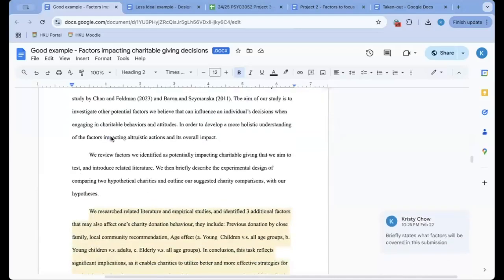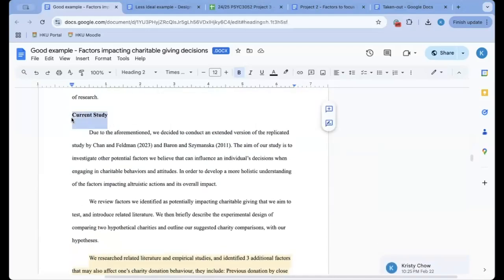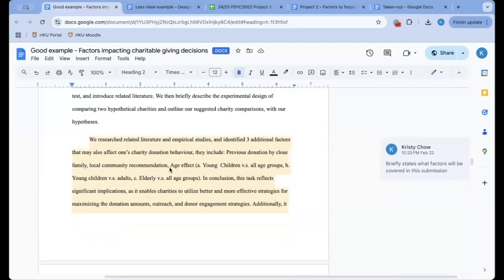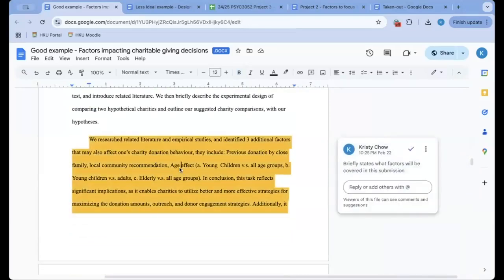Another thing that they did well is that in their current study, they briefly stated what factors they would talk about in their project, which in this case is a previous donation by close family, local community recommendations, and age effect, which is divided into 3 subgroups.